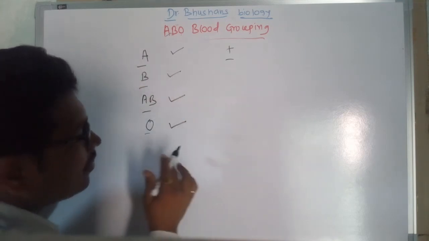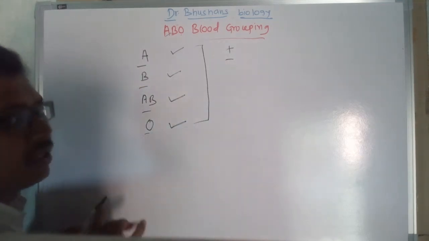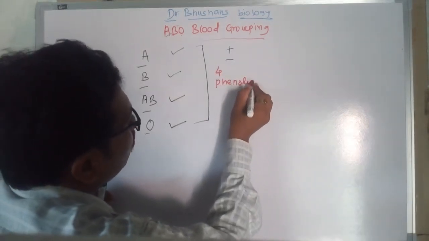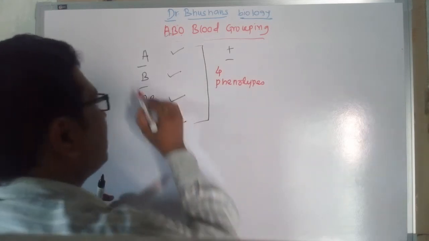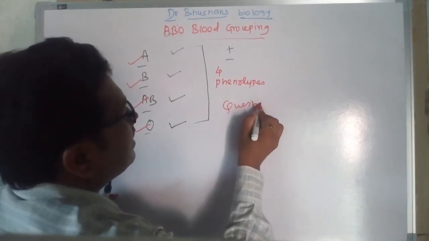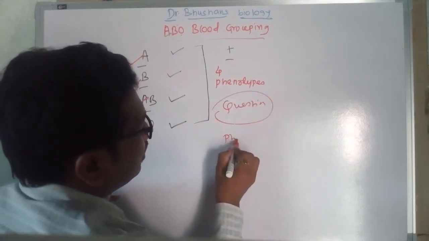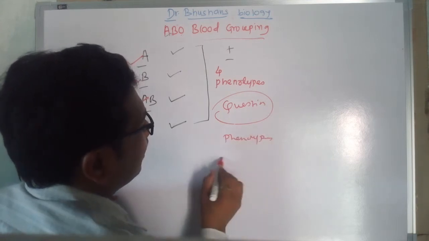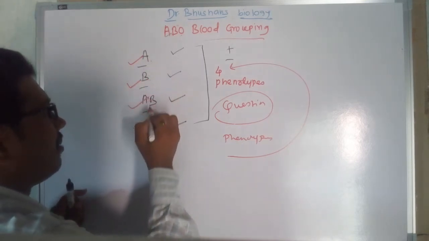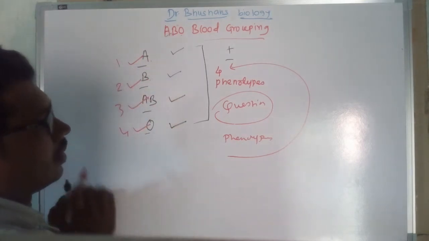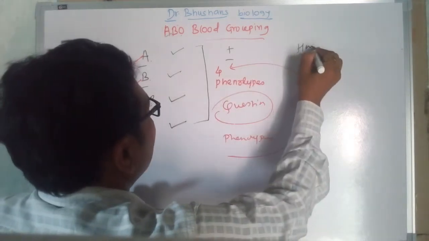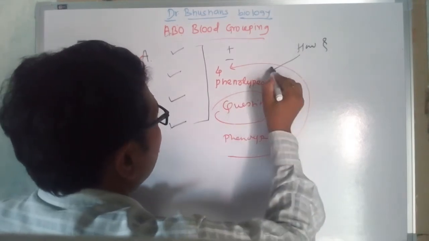So what are these four types of blood group? These four types of blood group are nothing but four phenotypes: A, B, AB, O. If a question asks in an exam how many phenotypes of blood groups there are, you must know there are four phenotypes: A, B, AB, and O. So today our question is how these four phenotypes came.